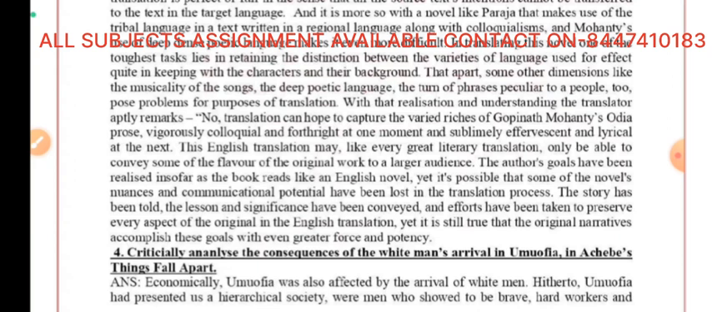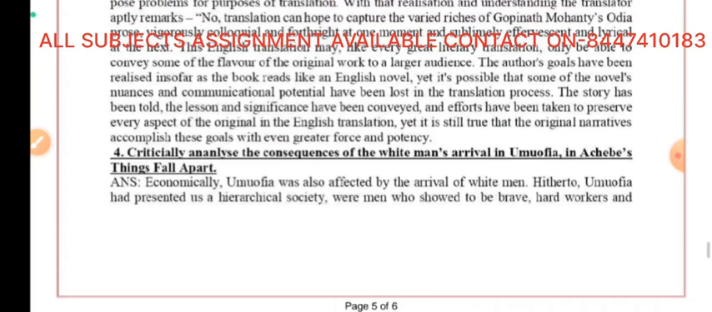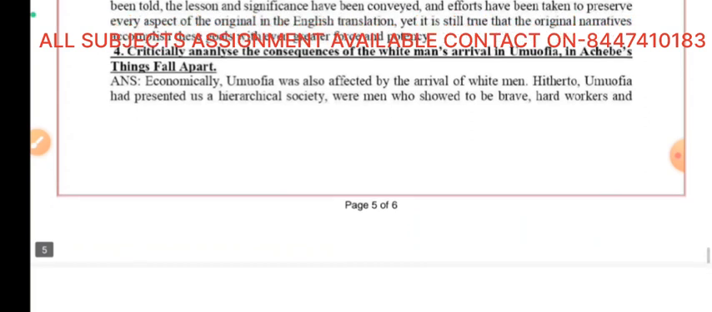The author's goals have been realized insofar as the book reads like an English novel, though it is possible that some of the novel's analysis and commercial potential have been lost in the translation process. The story has been told, the lesson and significance have been conveyed, and efforts have been taken to preserve every aspect of the original in the English translation. Yet it is still true that the original narratives accomplish these goals with even greater force and potency.